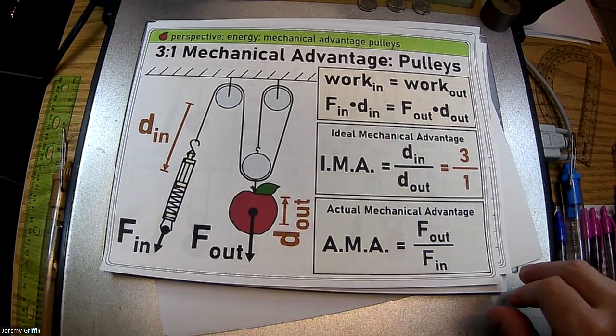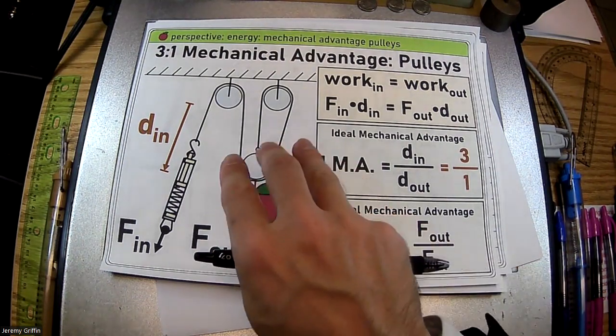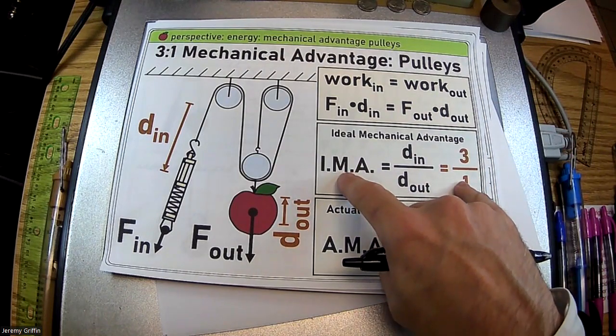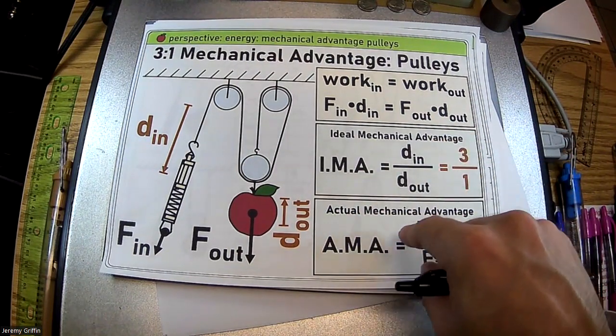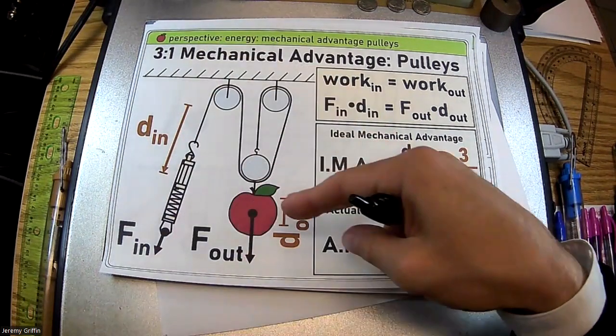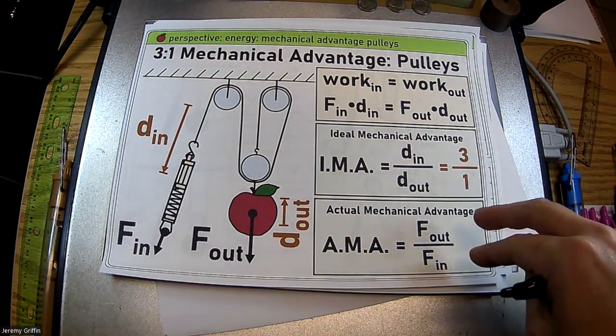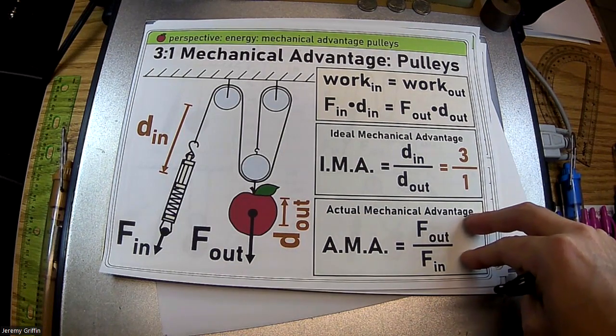I had you guys rig up some pulley systems. Here I'm looking at a 3-to-1 mechanical advantage system. At least the ideal would be 3-to-1. That's based on the geometry, distance compared to distance. You have to pull lots and lots of string just to lift it a little bit. That's how you're paying for your increased strength. Your actual mechanical advantage is the ratio of the forces, which might be 3-to-1 or might be a little bit less than that.